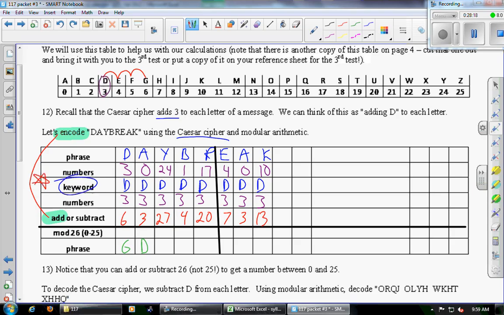Now, if the number is bigger than the alphabet, we'll go back to 0. So Nicole is predicting what we're going to try to do here. In fact, I'm ready to start filling in. I see the number 6. What number is 6 in the chart? It's a G. I see the next number in red is a 3. What's 3 in the chart? D. So far, so good.